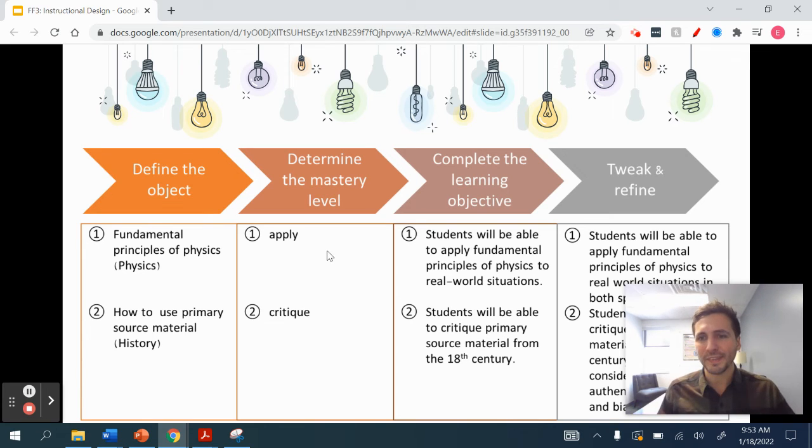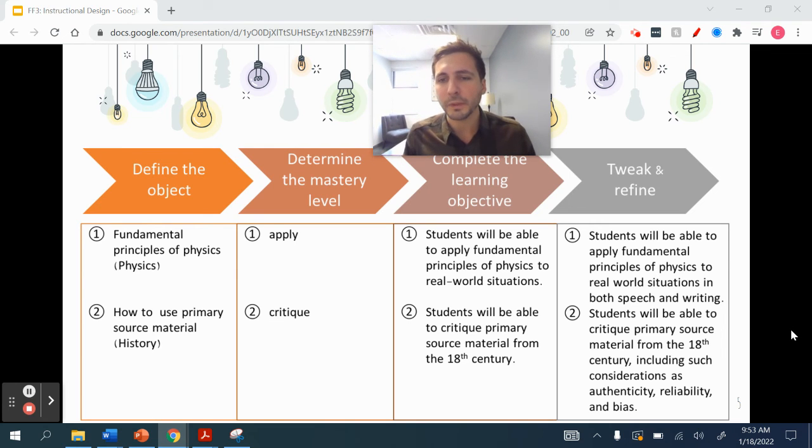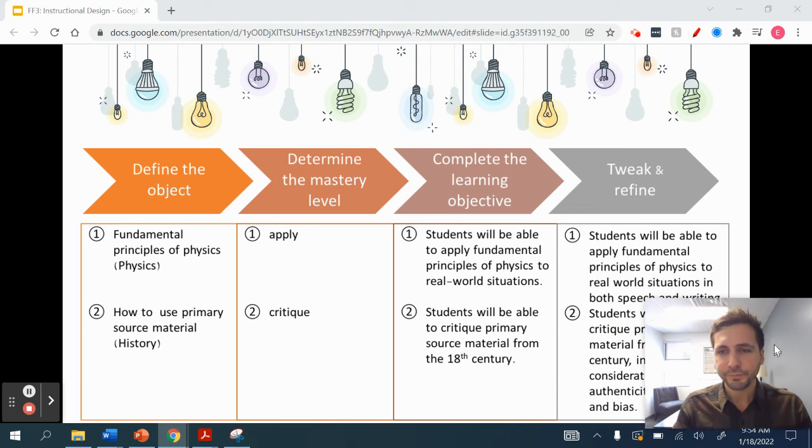Then again, notice the action in the learning objective. Students will be able to apply fundamental principles of physics to real world situations. Applying, that's measurable, that's observable. Second, down there at the second example, students will be able to critique primary source material from the 18th century. That is active, it's observable. And notice how it sort of predetermines some activities that you might use to help students get to that level. And then you have your final ones here where they're kind of tweaked and redefined to be a little closer to what you're actually going to be doing in the classroom.